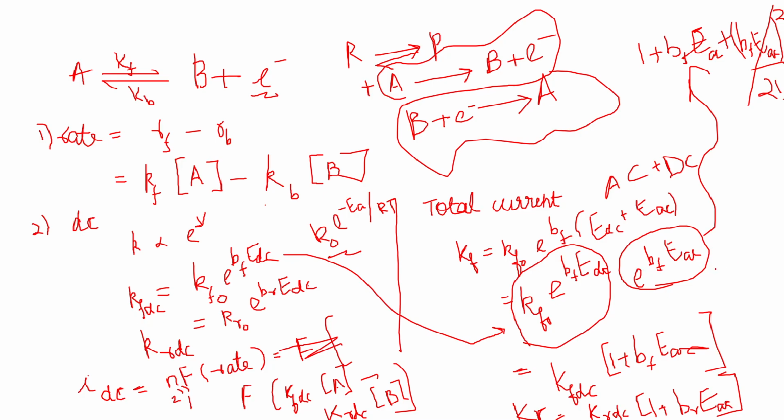You will do the Taylor series expansion for this e raised to the BF into EAC. When you do that, it will be 1 plus BF into EAC plus BF into EAC the whole square by 2 factorial, etc. When you square it or raise it to any higher power, that value keeps on decreasing, hence we will truncate it after the first two terms, that is 1 plus BF EAC. Similarly for KR, so this is for the AC current. This is also called linearization. I am linearizing it using Taylor series expansion. So KR equals KRDC into 1 plus BR into EAC. So now this much is clear, right?